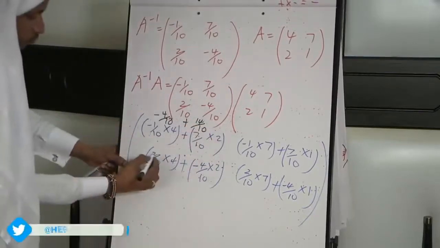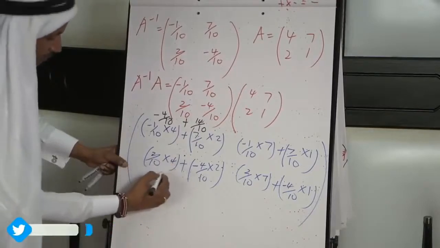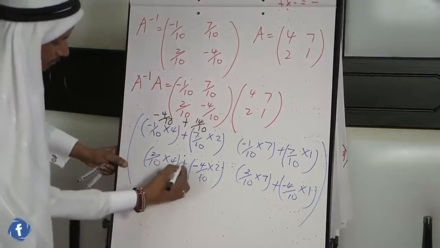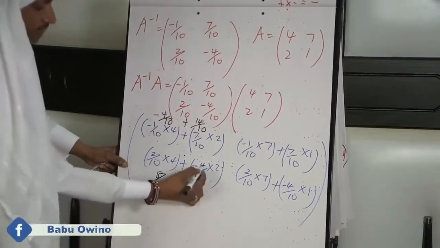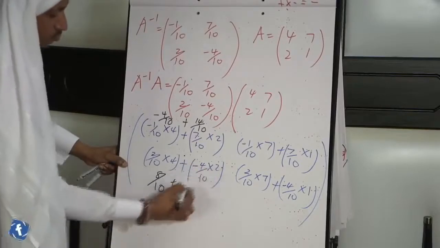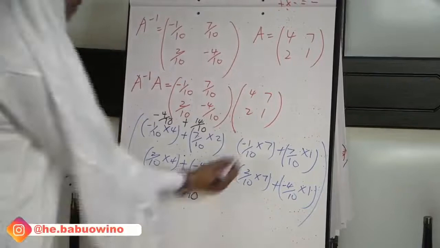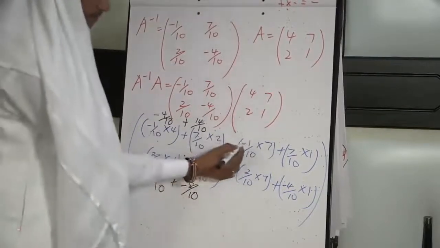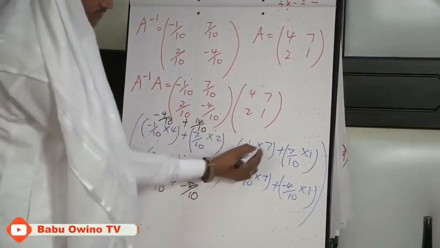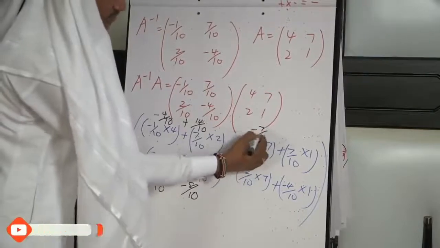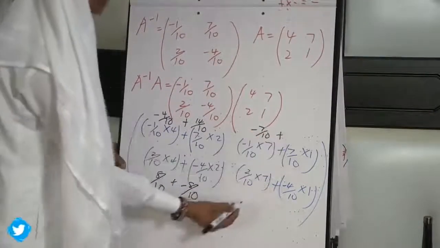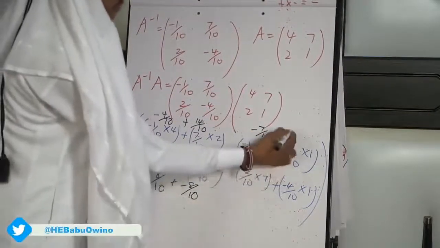Then here 2 over 10 times 4 is 8 over 10 plus minus 4 over 10 times 2 is minus 8 over 10. This one, minus 1 over 10 times 7 is minus 7 over 10 plus 7 over 10 times 1 is 7 over 10.